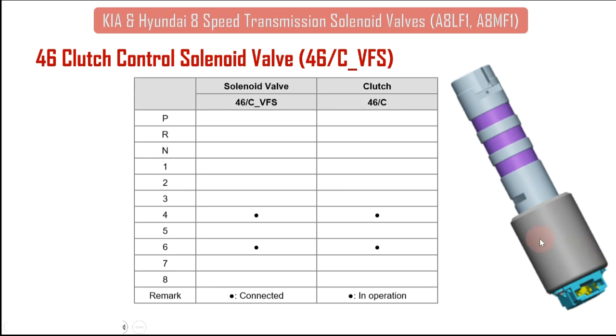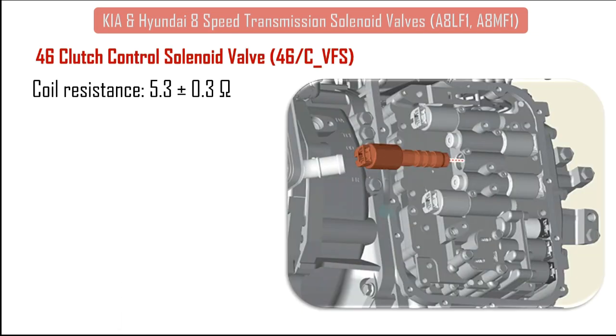As I said earlier, and as you see from the name, this solenoid is the 4/6 clutch control solenoid valve. So it's supposed to work on gear 4 and gear 6. Okay, so this is the solenoid valve operation, and on the next column right here, you see the clutch operation. So the 4/6 clutch is supposed to work on gear 4 and gear 6. But let's see what we have here.